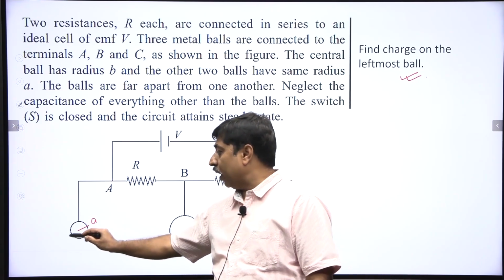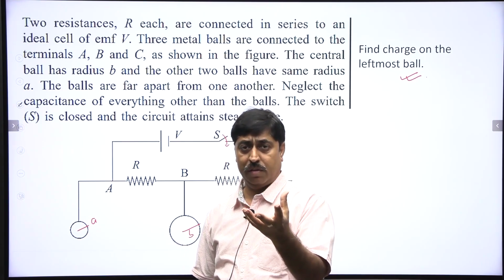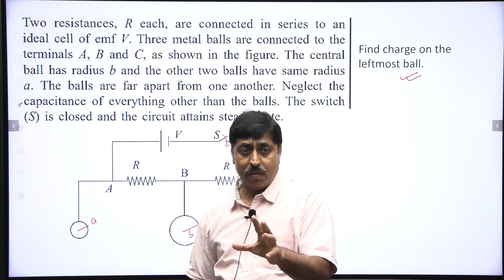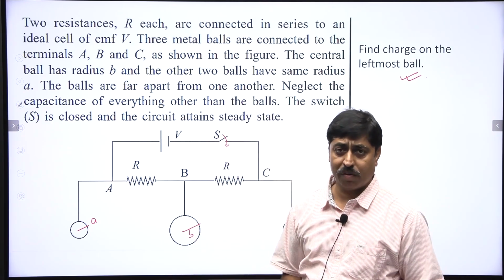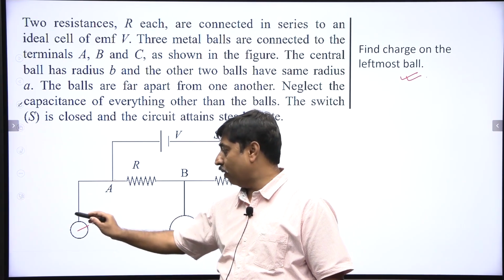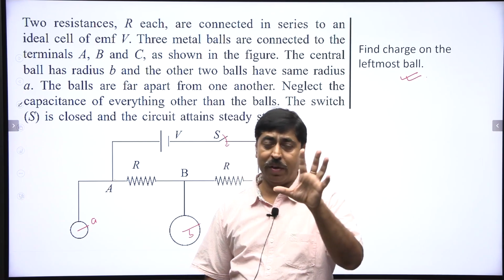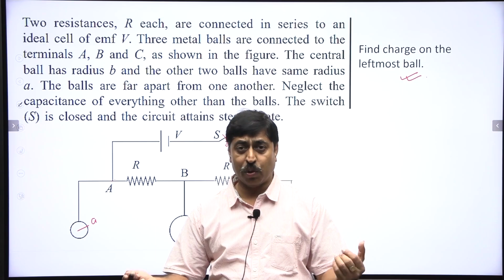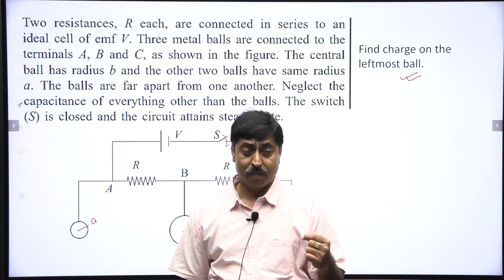So, if this ball does not have any charge and this point is having some potential, this will violate so many principles of physics, isn't it? So, if this point is having a 10 volt potential, that means you have connected a conducting ball to a point having 10 volt potential. So, the ball will acquire charge so that its potential becomes 10 volt, isn't it?